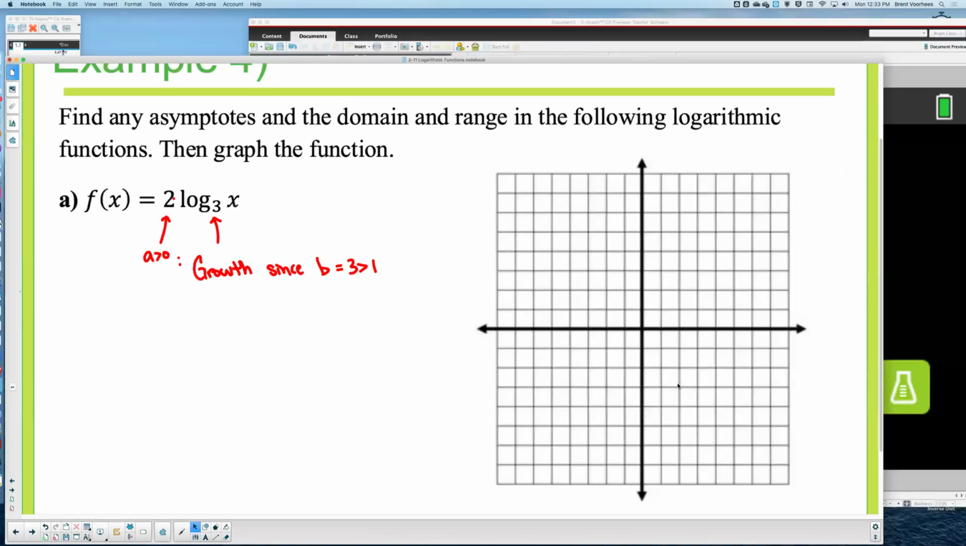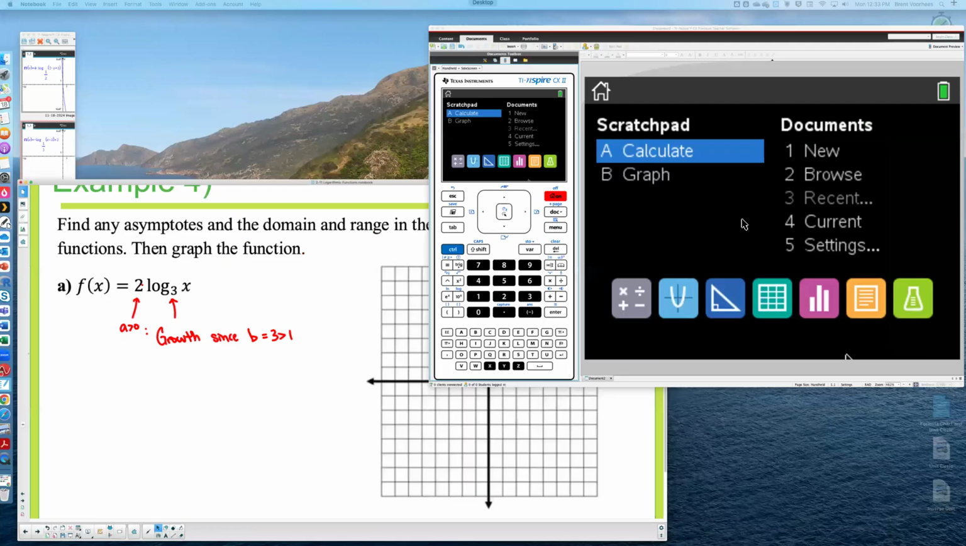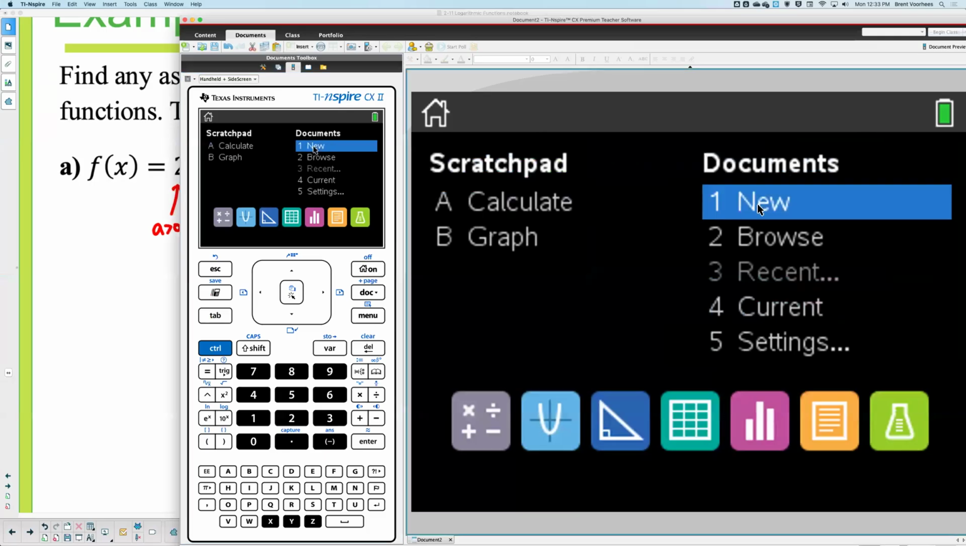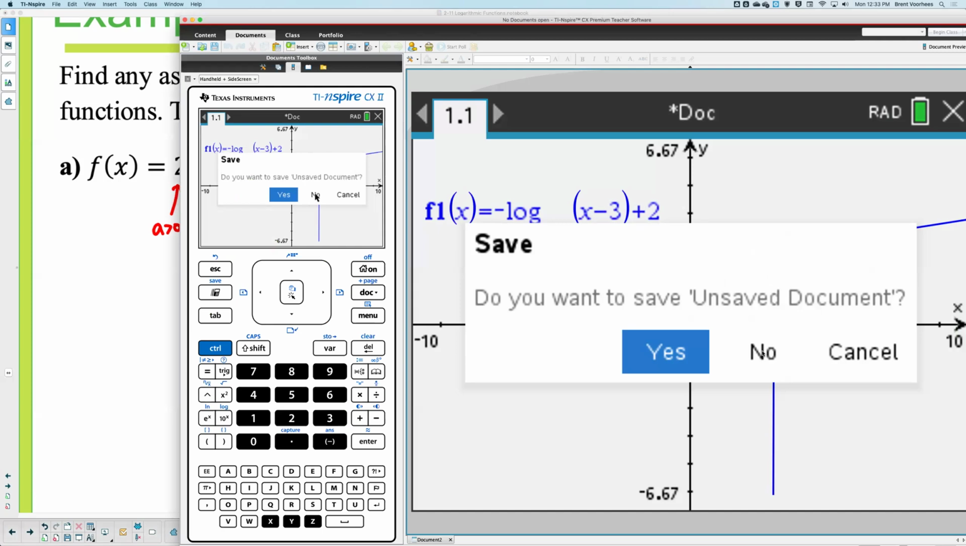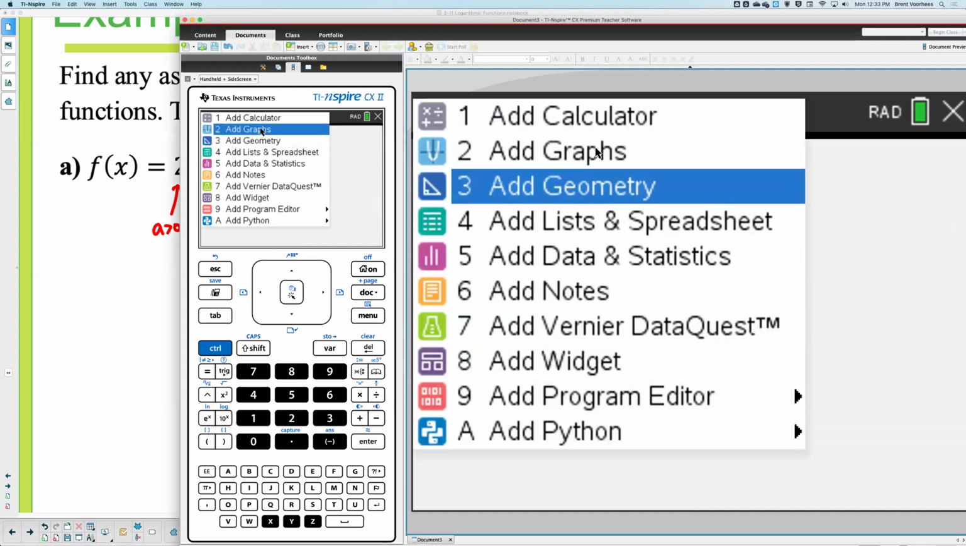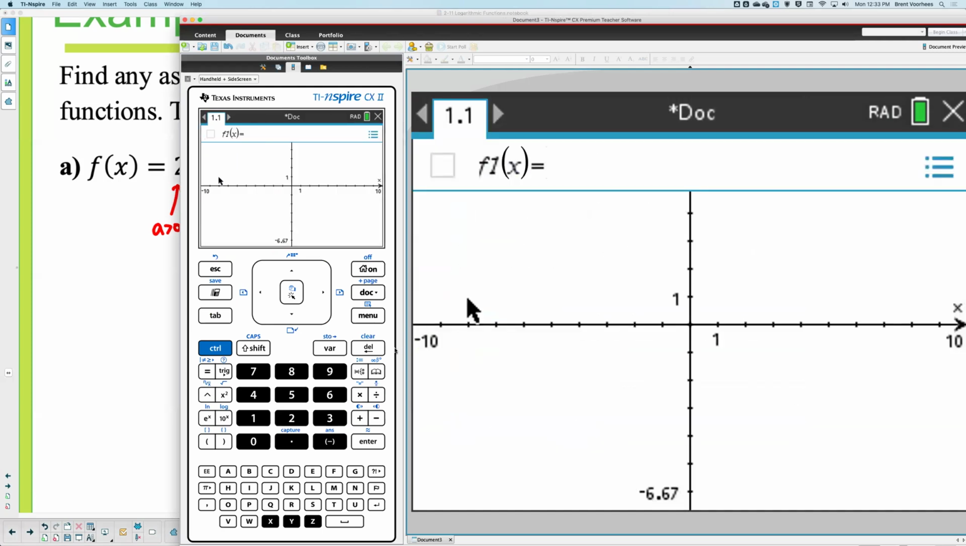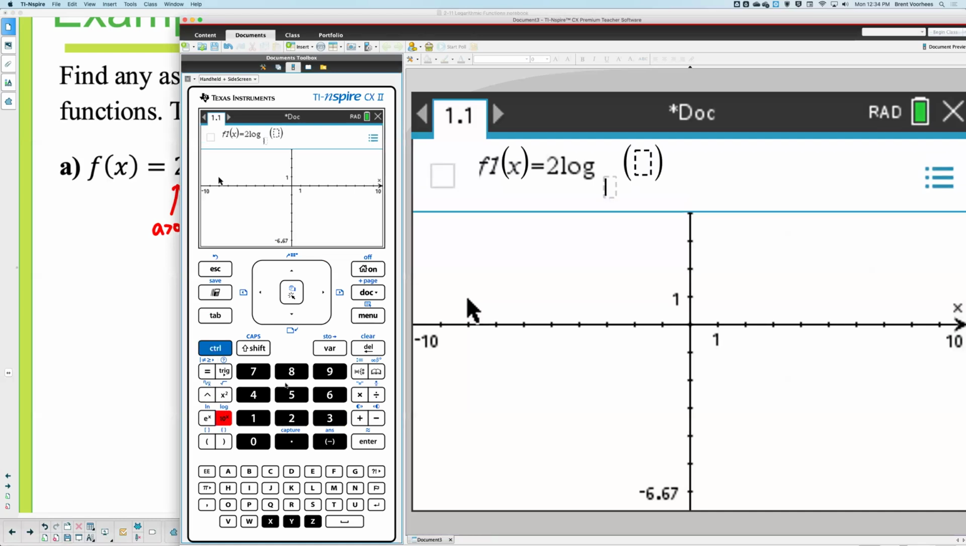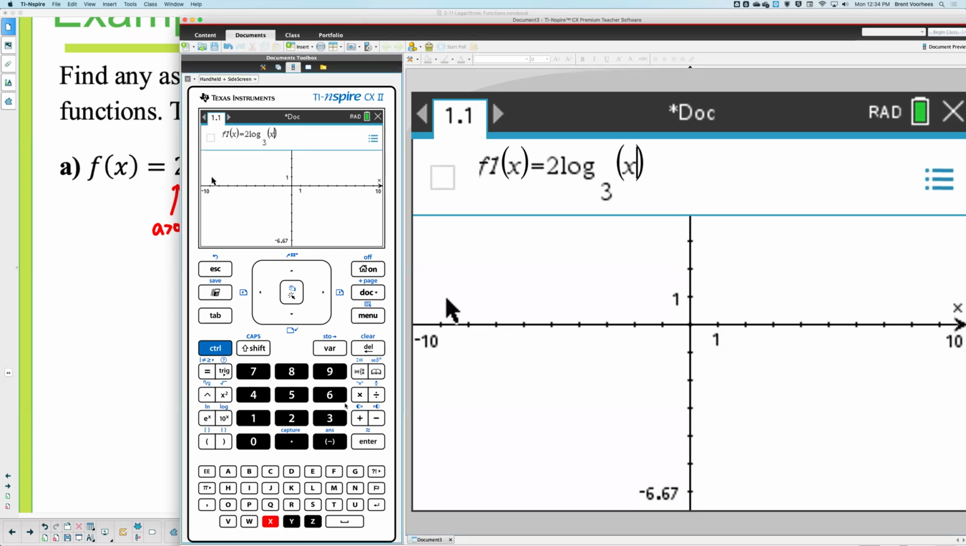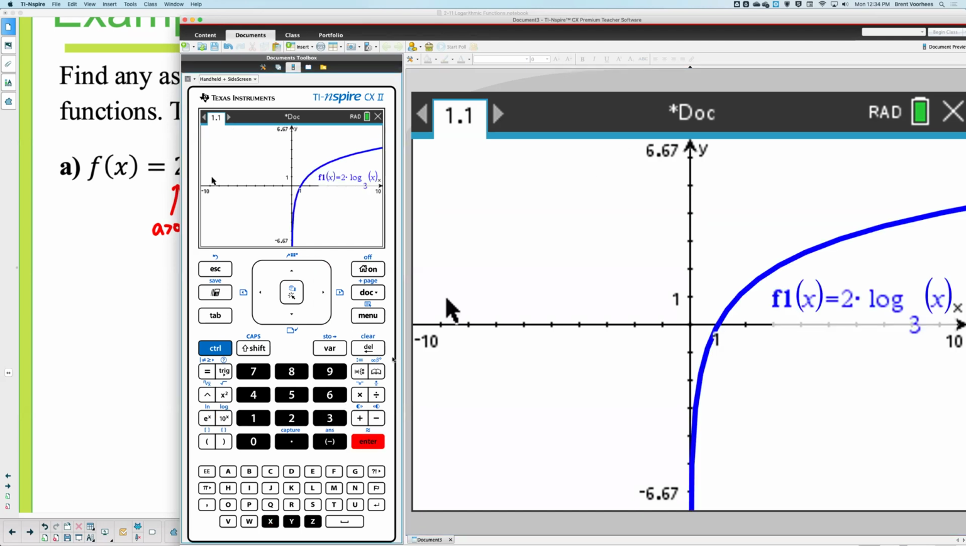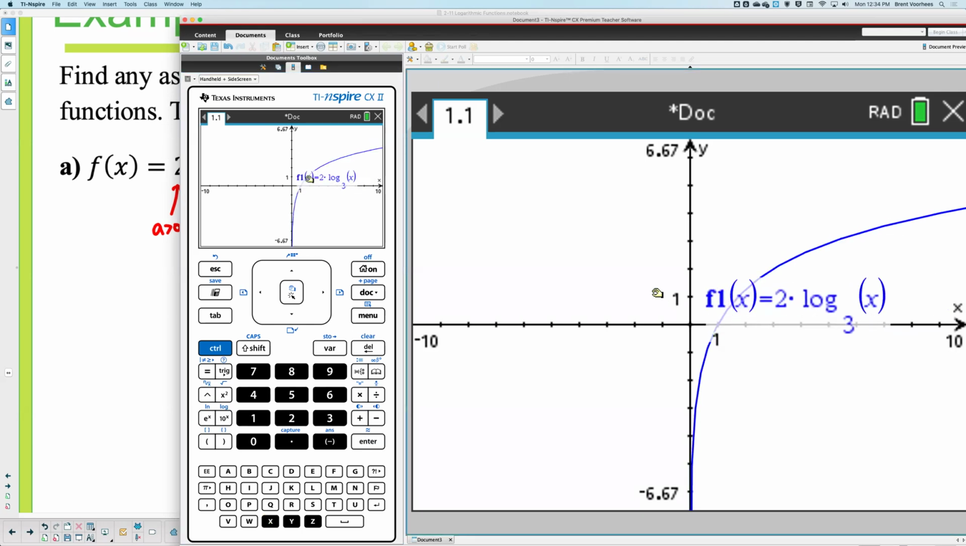And I want to make sure we know how to look for it and everything else. Go to your calculator, hit new document, don't save, and go to graphs. We're going to graph it. It was log, that's Control 10 to the power of x. Our base is 3. And then it was x on the inside. Hit enter. Are you getting this graph?